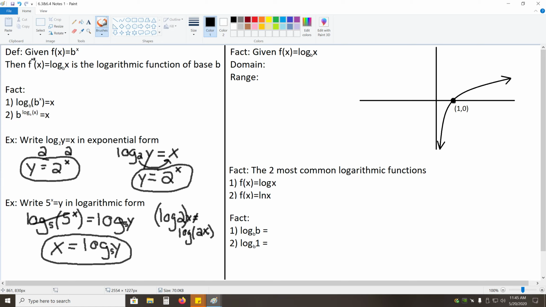So it's very important whenever you have multiple values inside of your log that you explicitly show which ones are in the log and which ones are not using parentheses. If you don't show the parentheses, then only the very first value is being plugged into the log.